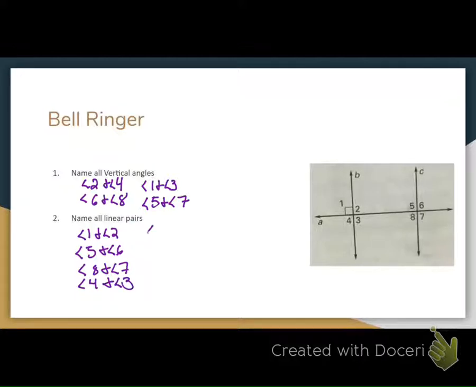Natalie? I'm peeking. 5 and 6. Yep, we have that one. But 5 and which other one forms the line? 5 and 8. And then over here, Keena? 2 and 3. Okay, and then let's go over here. Natalie, you want to tell me the next one? It's hard to tell which ones we're missing right now.